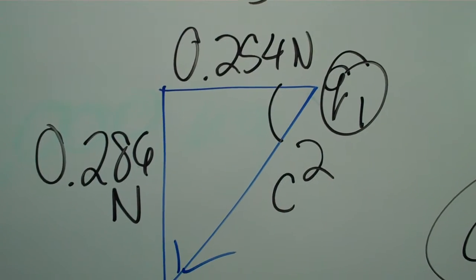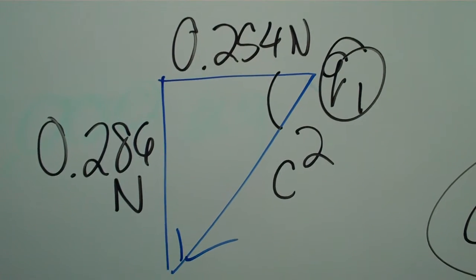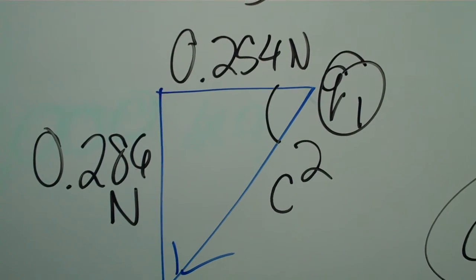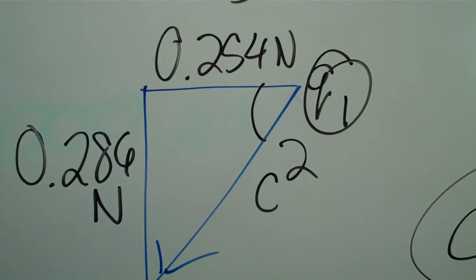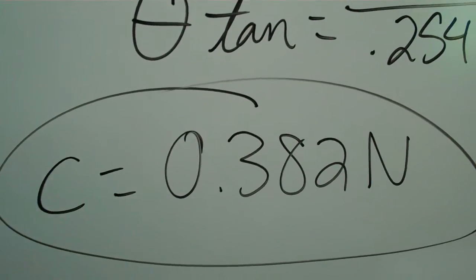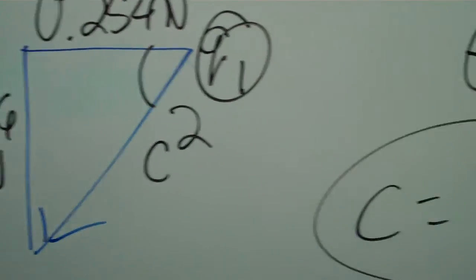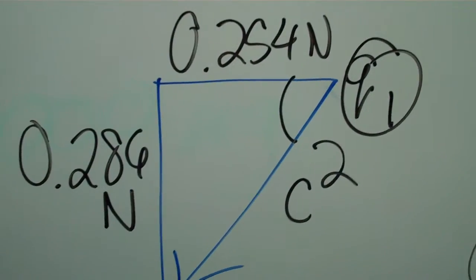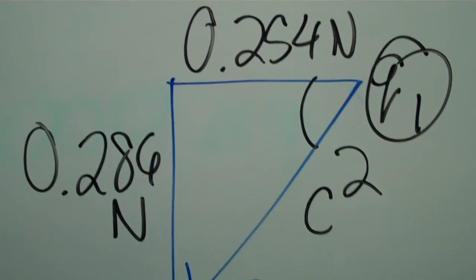So to find the amount of force, use the Pythagorean theorem. a squared plus b squared equals c squared. So 0.286 squared plus 0.254 squared, and then you take the square root of that. When you do that, you get c to be 0.382 newtons. So c is 0.382 newtons. And we know we're going down to the left. Okay? So the last thing we want to do is find the angle.